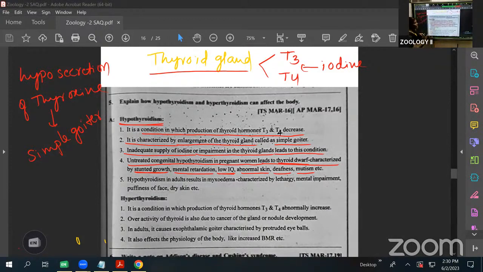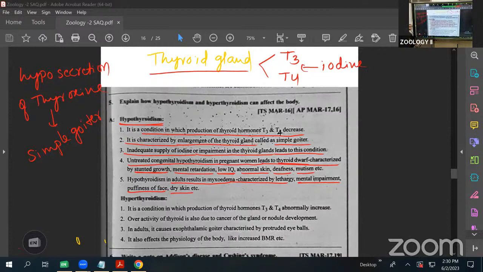Hypothyroidism in the adults. Here, in adults, it results in myxoedema, meaning the face becomes swollen. Edema means constant swelling. Myxoedema is characterized by leathery skin and mental impairment. Leathery skin is present, mental impairment is there, and as I already said, puffiness of the face and dry skin are there in hypothyroidism. Clear?